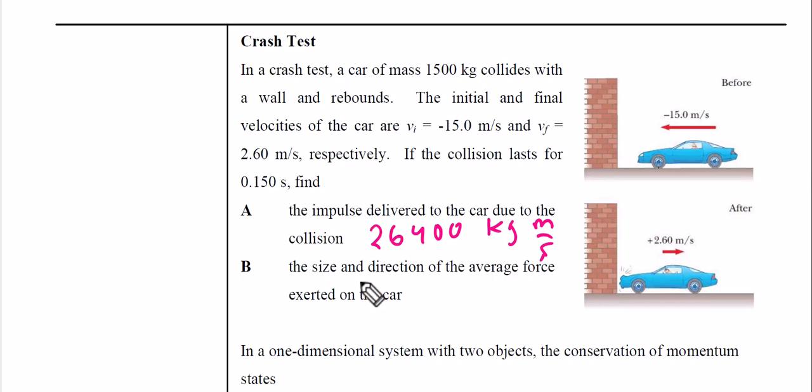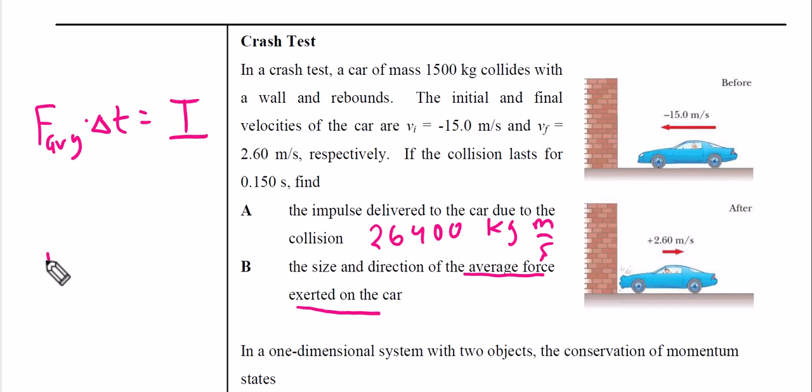Now, part B, they want the size and direction of the average force exerted on the car. Wait, what exerts force on the car? The wall does. Remember Newton's third law. Newton's third law says that if a car hits the wall, the wall hits the car back. And so that's what's happening here. Now, the average force times delta t is equal to the impulse. And we found the impulse already right here. So the average force would be the impulse divided by the time that they gave us.